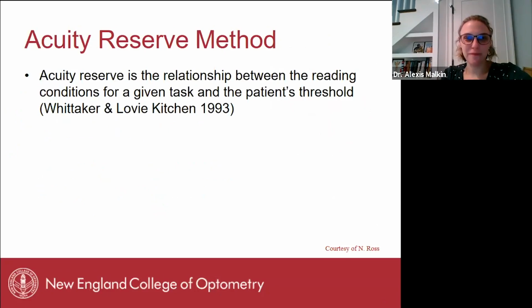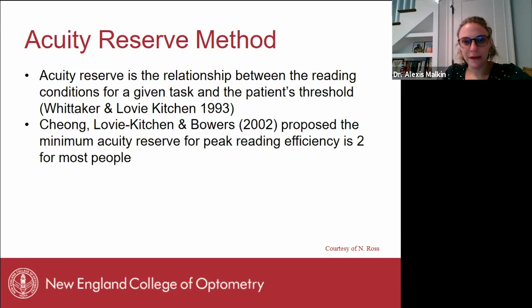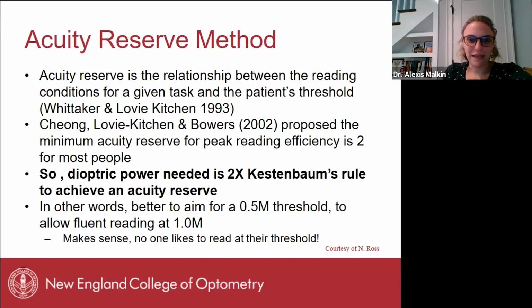The acuity reserve method was developed by a number of different researchers in low vision, and they say that the acuity reserve is the relationship between the reading conditions for a task and the patient's threshold. The thought is that you need at least 2 times the acuity reserve for peak reading efficiency. So you would need 2 times Kestenbaum's rule to achieve an appropriate acuity reserve. So you would want to aim for something like 0.5M print rather than 1M print if your goal is to get to fluency at 1M.